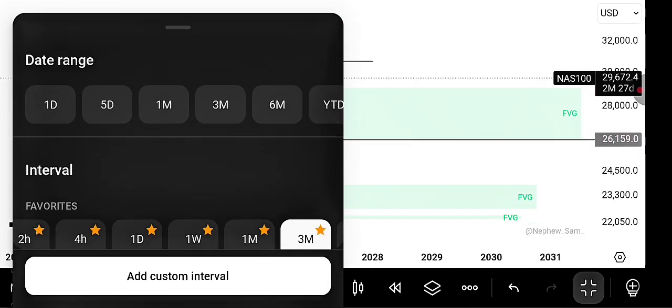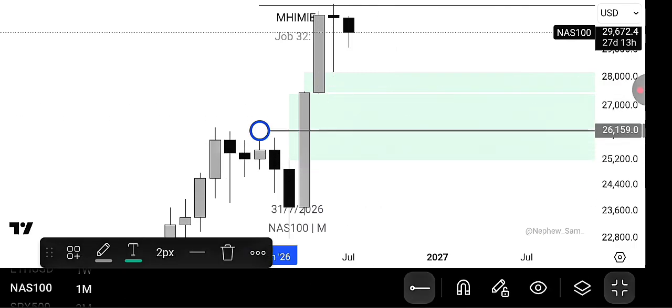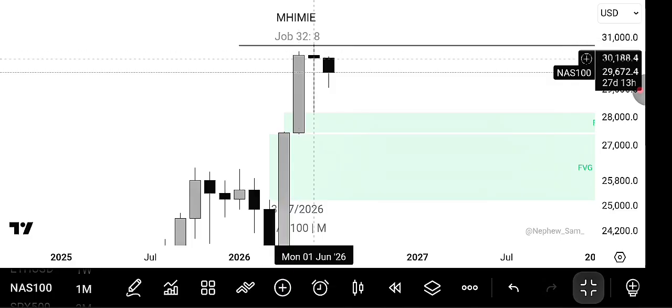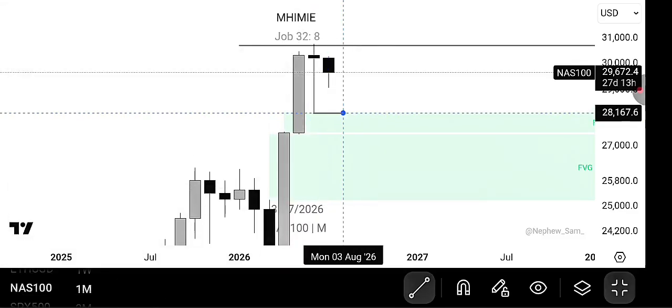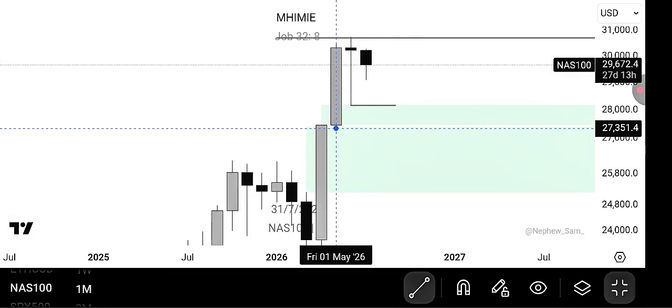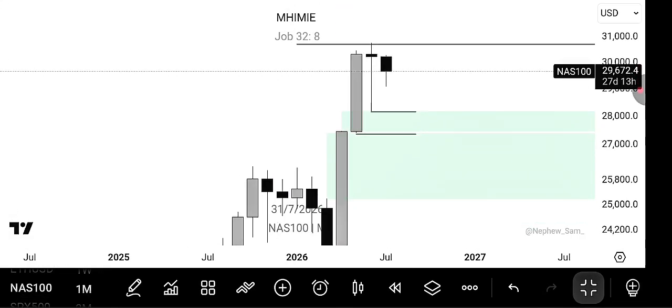So monthly time frame. Okay, monthly time frame closed with the body. We have the hanging man again. So eventually, probably this will be our first target, and if selling pressure persists, we may take out this low.